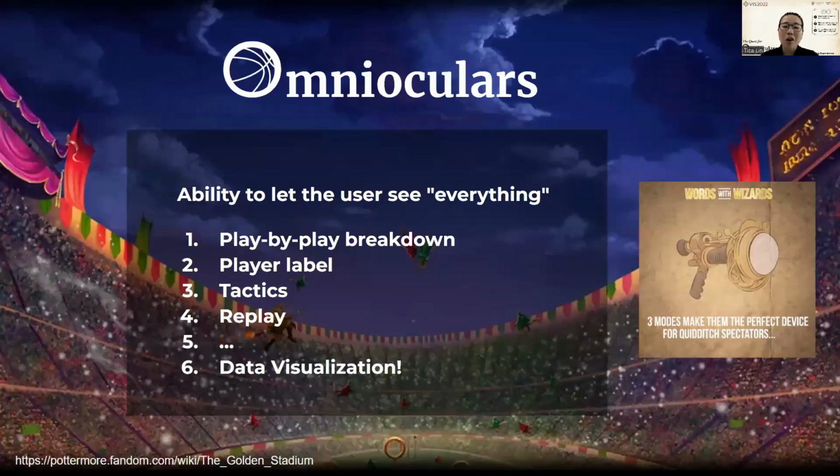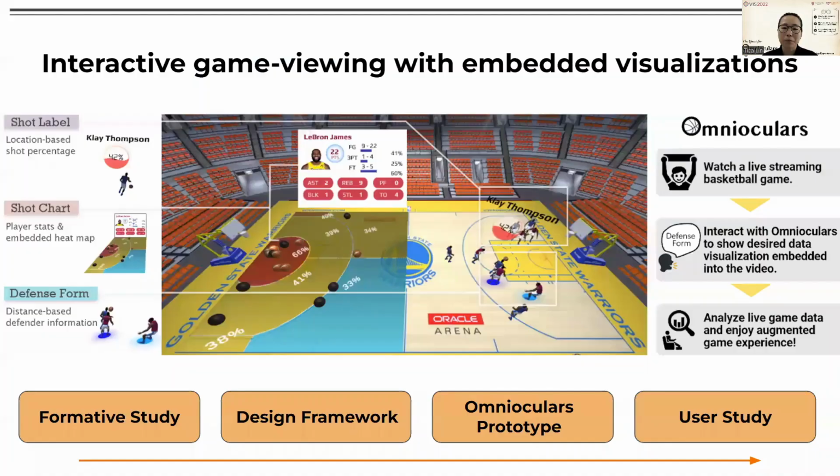So if you come to this talk because you are a Harry Potter fan, this slide is for you. Omnioculars is originally from Harry Potter, which is used for a Quidditch game. It is a magical object that provides the fans with the ability to see everything during the game, such as play-by-play breakdown or replay. Because you can see everything with the Omnioculars, we ask, why not data visualization? So we took this inspiration and studied the design of data visualization for watching basketball games.